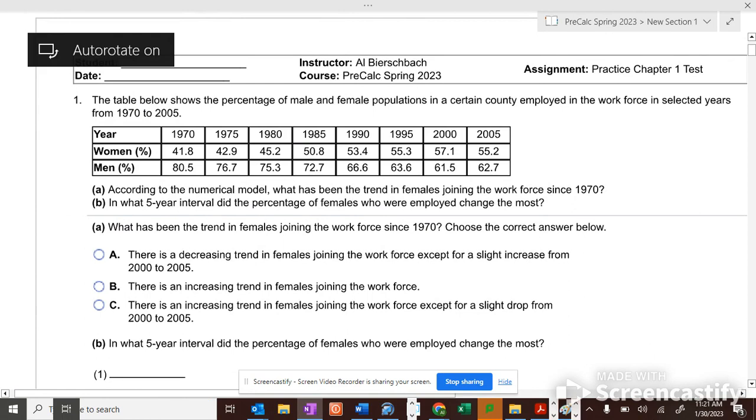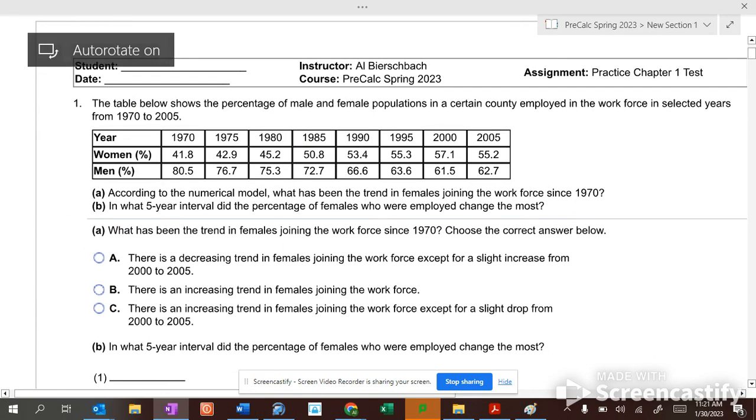All right. So we start out with reading a chart. Okay. Can you read a chart? According to the numerical model, what's the trend in female employees working since 1970? In general, the trend is what's happening. They're increasing. Okay. Generally, they're increasing.